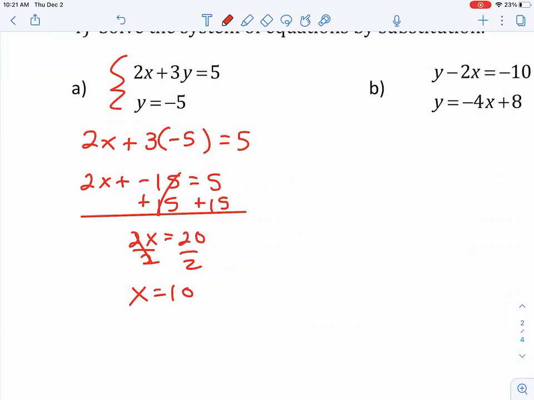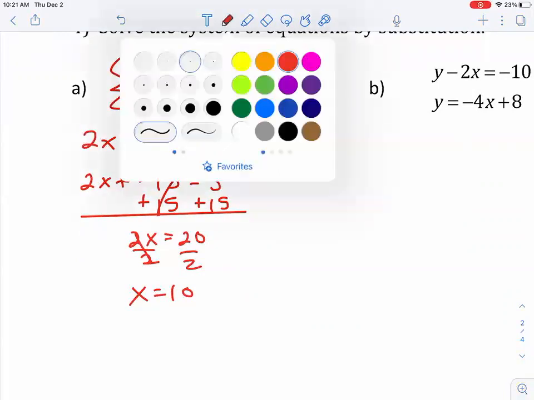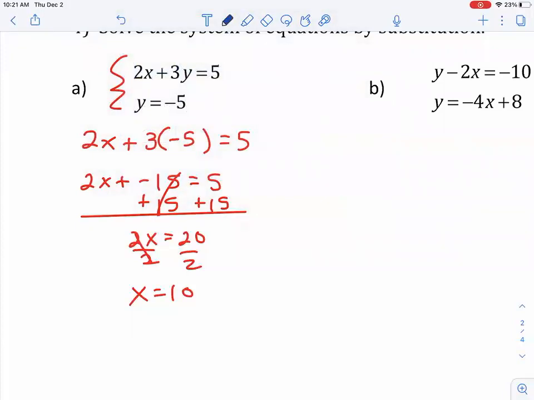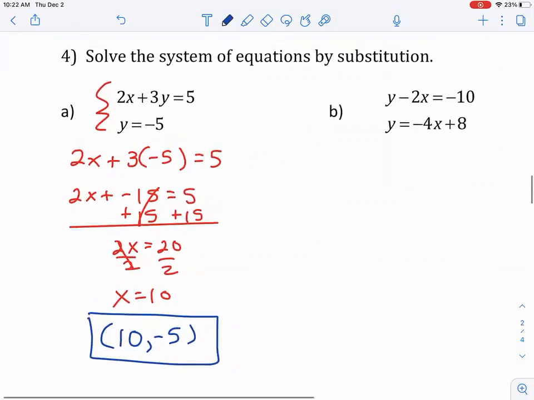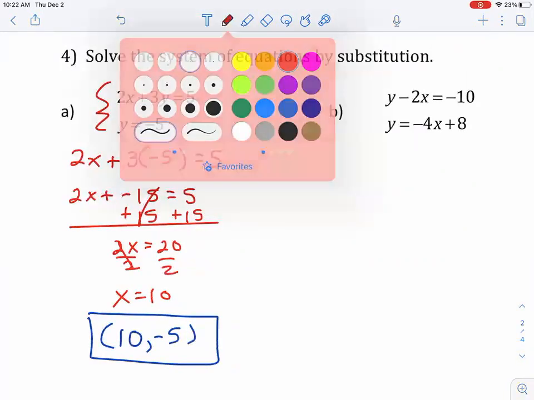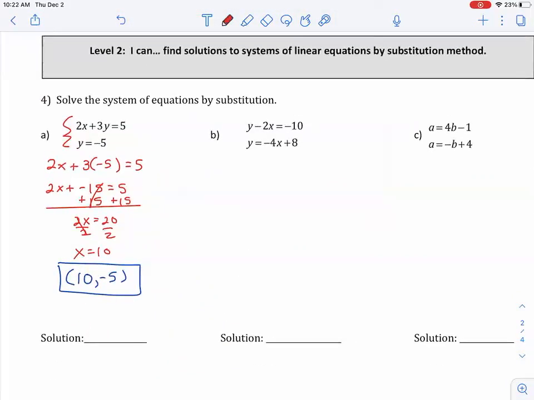All right, so now I know that x is 10, but that's only half my answer, because remember, I need an x and a y. But it says, I can plug that back in here, but it already tells me that y equals -5. And so my answer is x is 10 and y is -5. All right, that's our solution.